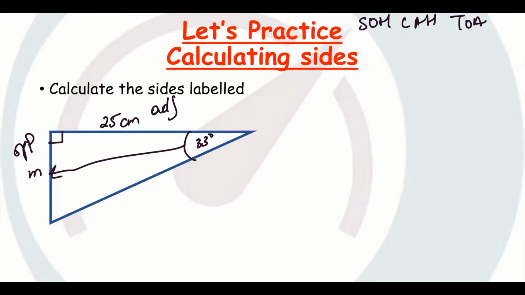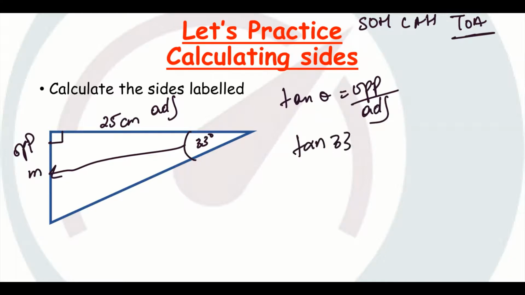Now, what trig ratio has opposite and adjacent? Tan. So we know that tan of the angle is equal to the opposite side over the adjacent side. And our angle given is 33 degrees. So tan 33 degrees is equal to opposite, which is M, over adjacent, which is 25 centimeters. We don't need the unit for now, just calculate.